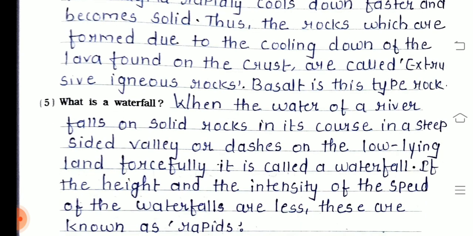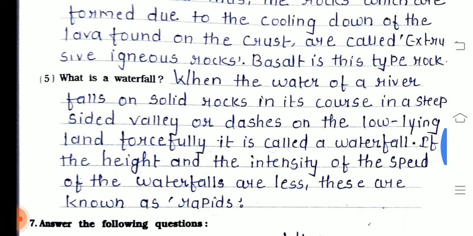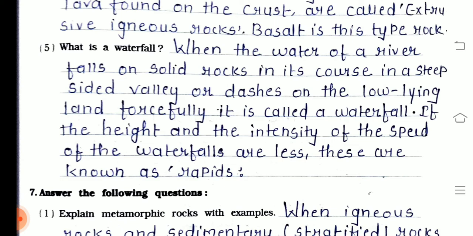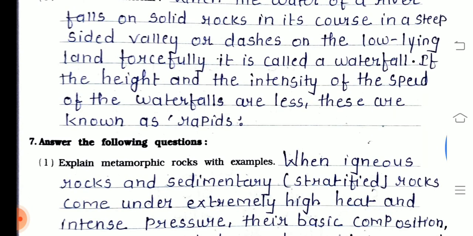What is a waterfall? When the water of a river falls on solid rocks in its course on a steep sided valley or it dashes on the low lying land forcefully, it is called a waterfall. If the height and the intensity of the speed of the waterfall are less, these are known as rapids.